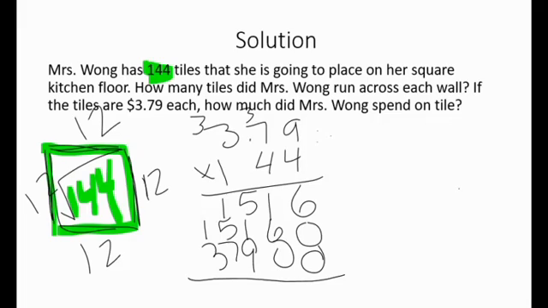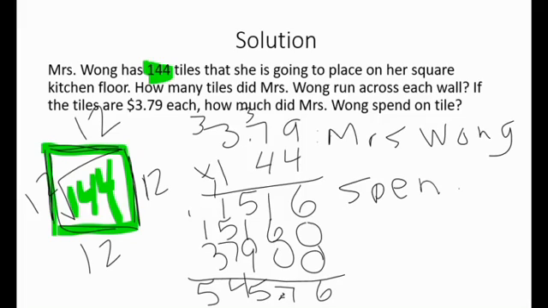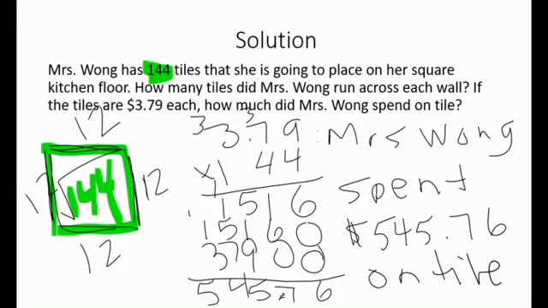Now I add it up. 6. 1 plus 6 is 7. 5 plus 1 plus 9 is 15. Carry the 1. 7 plus 5 is 12. 12 and 1 is 13, plus that 1 is 14. Carry 1. 3 plus 1 is 4, plus 1 more is 5. So I use 2 decimal places in my multiplication, so I'm going to put my decimal place 2 places over from the right. So I know the total that Mrs. Wong spent $545.76 on tile. And that concludes our video lesson.